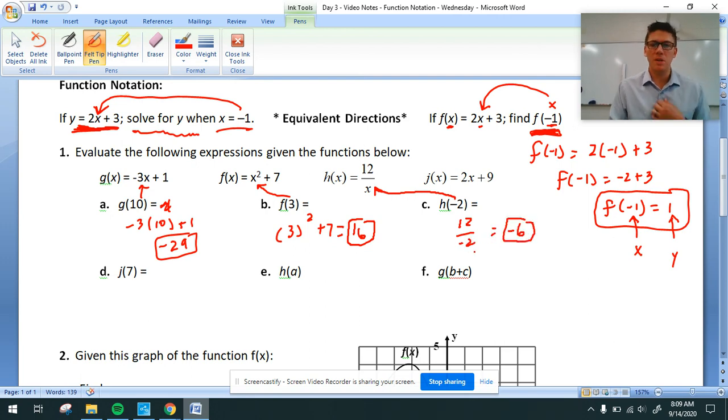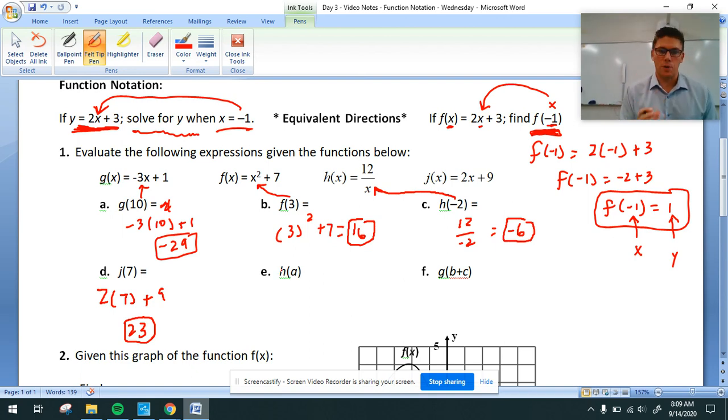But this notation can be done with not only numbers. We could plug in anything: variables, symbols. For this last one here with the numbers, plug a 7 into this j of x. 2 times 7 plus 9, 14 plus 9, 23. But here's h of a.